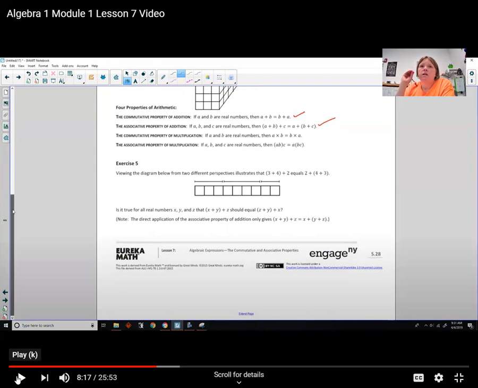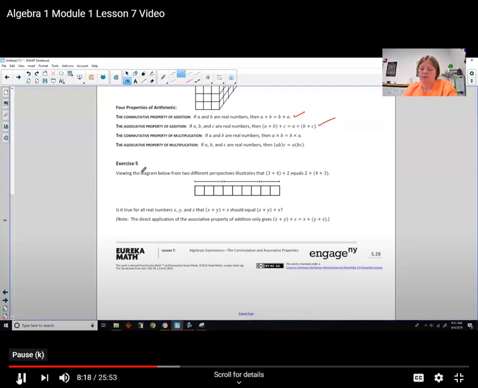Once again, the commutative property of multiplication and the associative property of multiplication are all about how you multiply your numbers. Remember, once again, when you were taught multiplication, you could multiply numbers in any order.